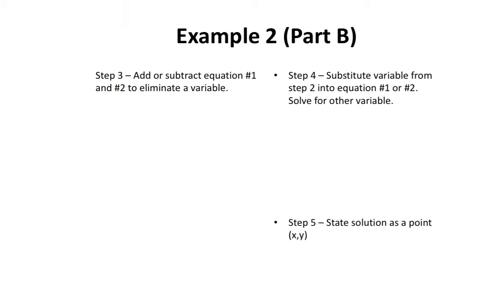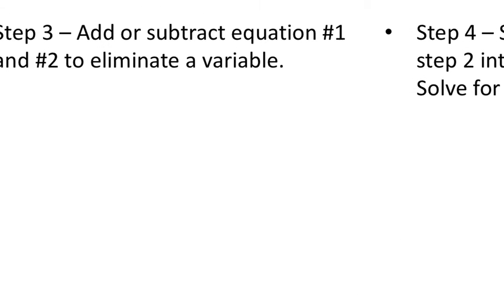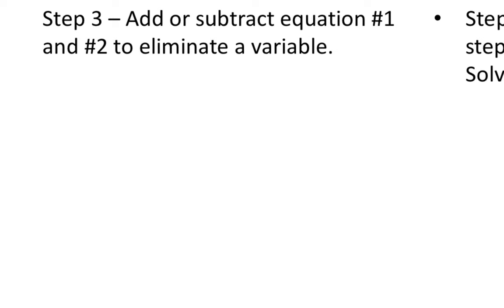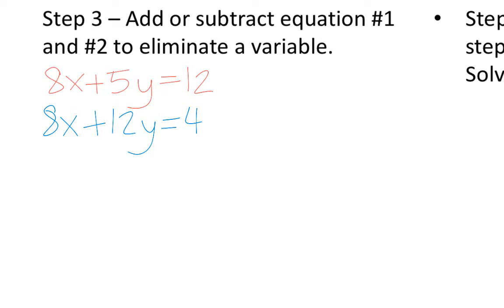In step 3, we want to add or subtract equation 1 and 2 to eliminate a variable. Let's zoom in here because we're going to need a lot of extra space. Let's begin by rewriting our first equation, which is 8x plus 5y equals 12. Now we're going to rewrite the equation 2 that we manipulated. We manipulated it into 8x plus 12y equals 40.